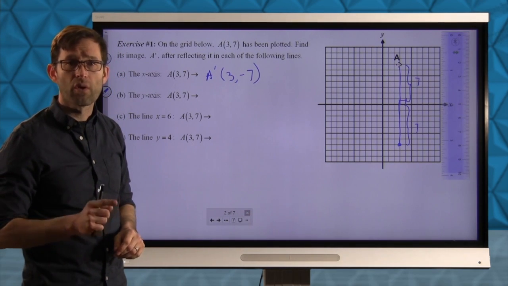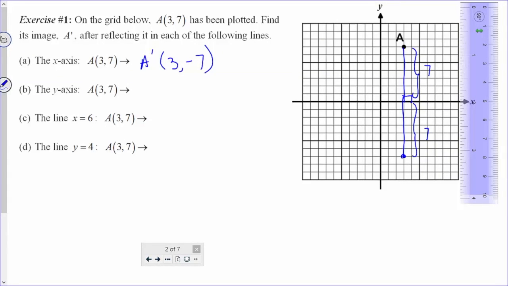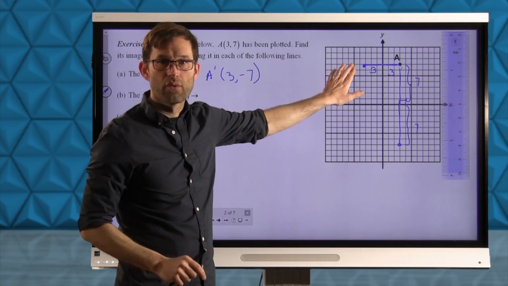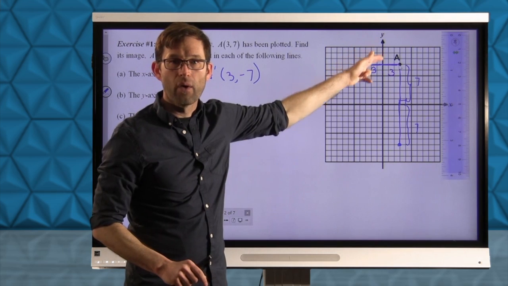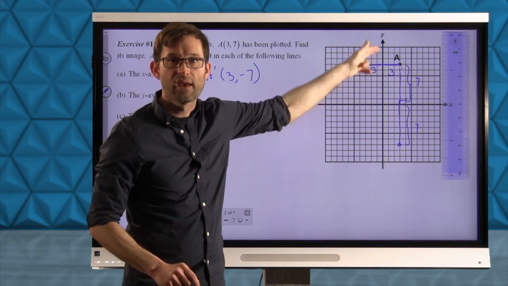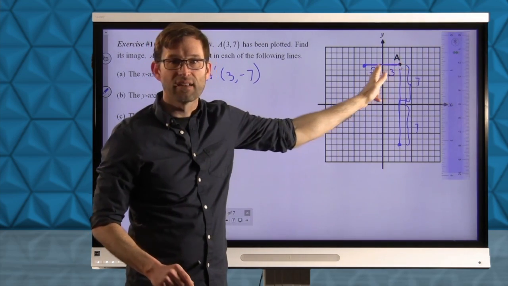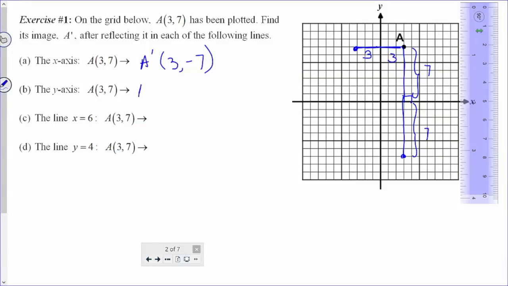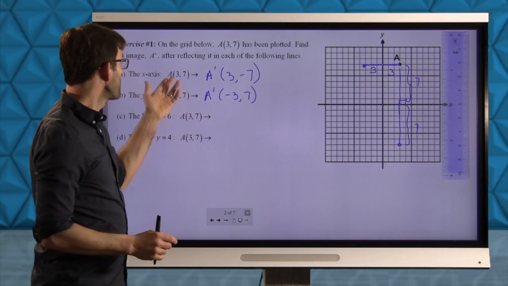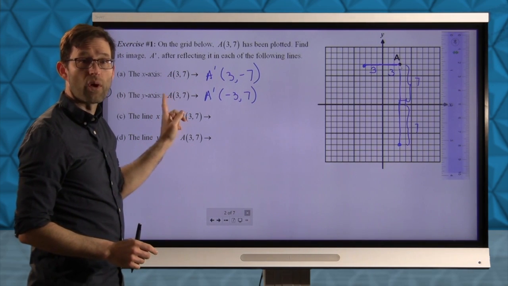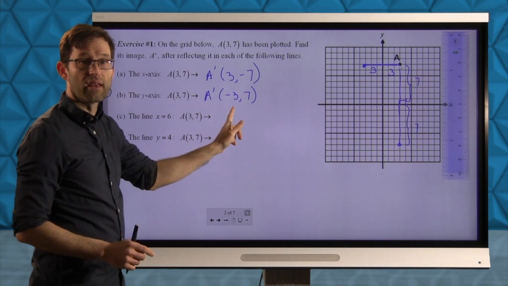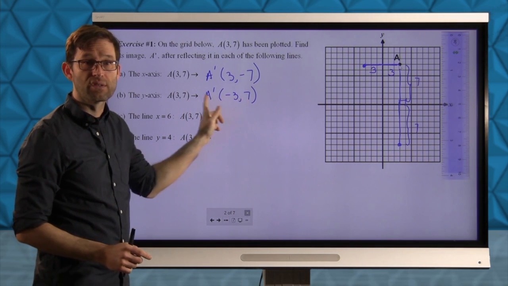Let's now take a look at the reflection across the y-axis. In this case, A happens to be 3 units from the y-axis in this direction, so when we reflect it across, it should be 3 units away from the y-axis in that direction. Again, that horizontal line is perpendicular to the vertical y-axis, and the y-axis bisects that line segment, putting me at an A prime value of (-3, 7). This carries on the trend that we saw before: when we reflect across the y-axis, the x-coordinate ends up getting negated, changing sign, but the y-coordinate doesn't change at all.